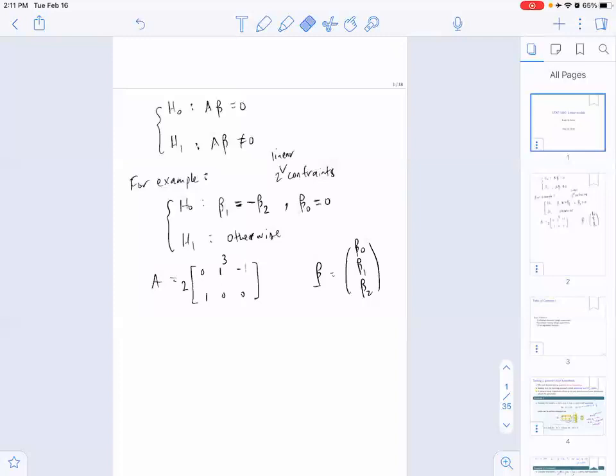Yeah, it's almost correct. I think this has to be 1, because once you multiply it, you want to say A beta is equal to 0, that would be equivalent to beta 1 plus beta 2 equal to 0. And then beta 0 equal to 0, which would be equivalent. If I haven't made a mistake. Okay, great. So what else?